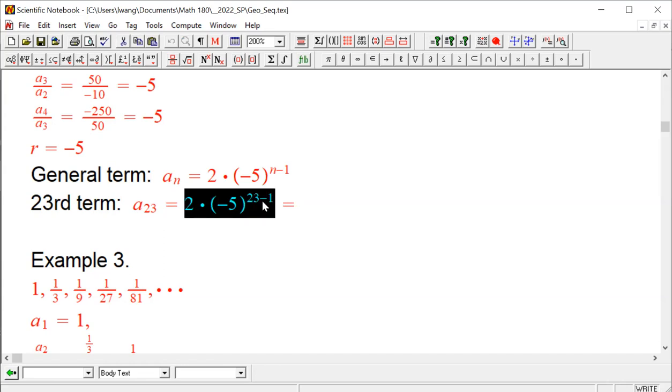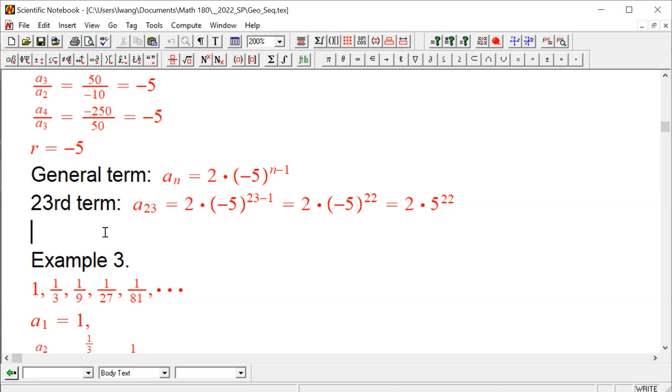Okay, so right now we have negative 1 to the power 23 minus 1. 23 minus 1, that's going to be 22. 22 is an even number. So when we have negative 5 to the power 22, we can actually write it down as 2 times 5 to the power 22, because a negative number taking the power of an even number will be a positive number. So we can simplify it like that.